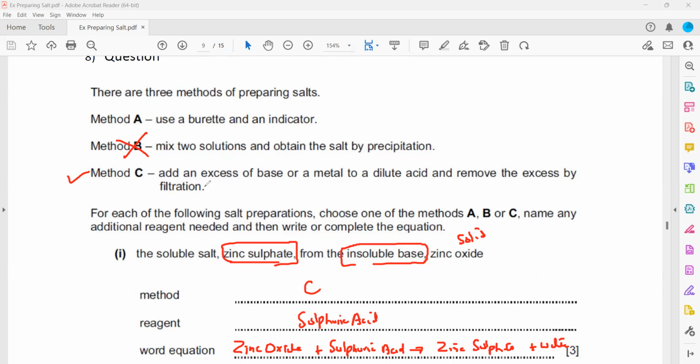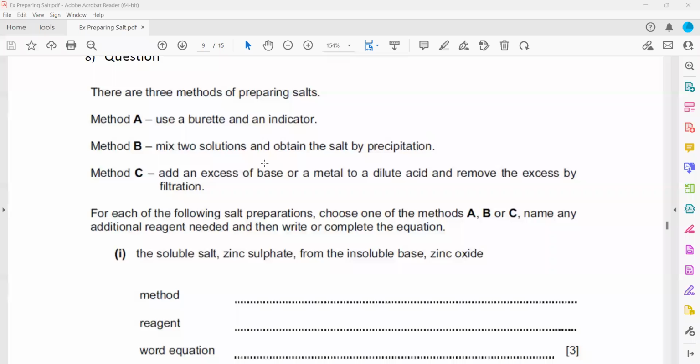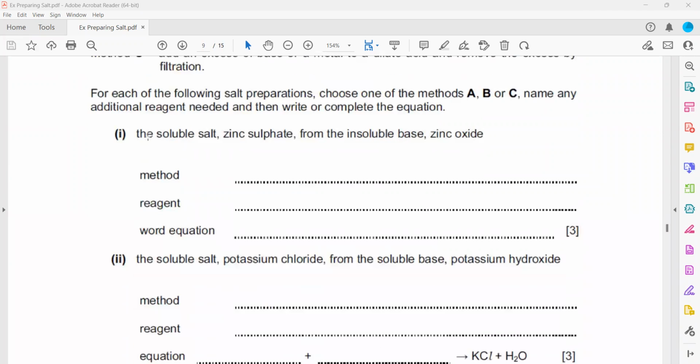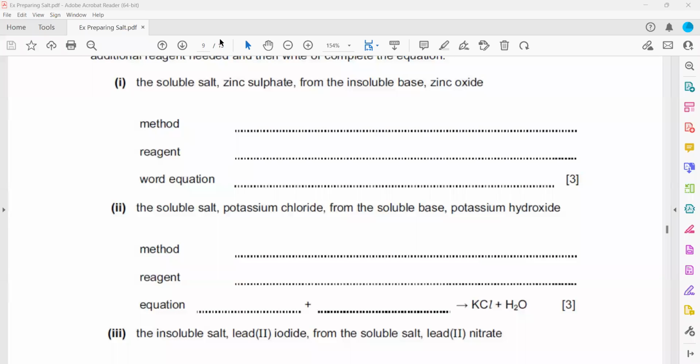So why did we choose method C? Because in method C, we add excess of a base or a metal. So a metal oxide, like an insoluble base, is there, not an alkali. If an alkali was added, it means we have to use an indicator. If we were preparing a soluble salt from a soluble base, it should be method A. Method A and method C can produce soluble salt. One is by mixing a solid with acid. Another one is by mixing the acid and alkali aqueous solutions by using an indicator.